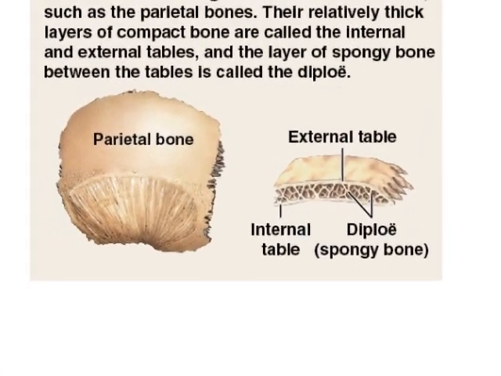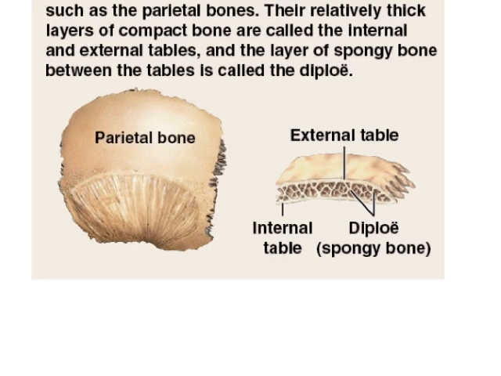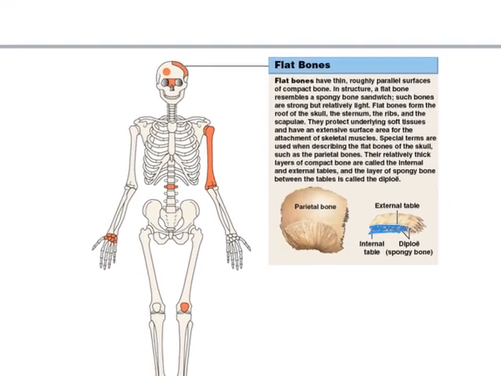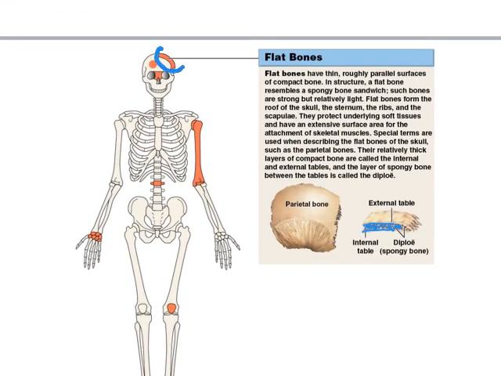And you can see if we blow up the picture, you've got compact bone here and compact bone here, right? And then you've got some spongy bone in between. The classic example for that is the skull bones. So you see here the parietal bone, that's one of the bones of the skull. And so that's the representative bone for flat bones.